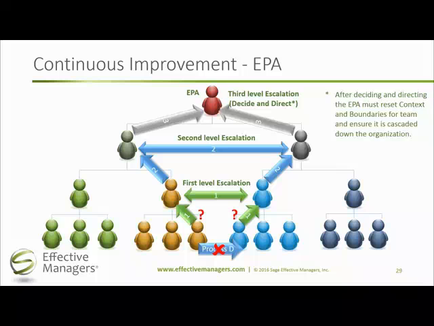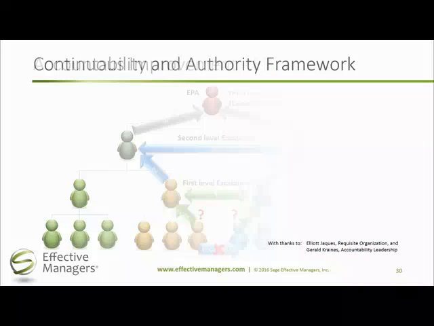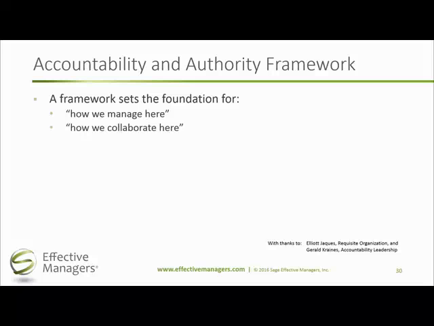In this case, I've drawn it so that the effective point of accountability is the CEO. And then notice this asterisk on the side: after deciding and directing. So the CEO will make a decision as the effective point of accountability, but after that decision has been made, then it's time to go back and revisit the context and boundaries for the entire team so that they're aware of this decision, so that in future it doesn't have to get escalated back up again, because we know what the decision of the CEO was and we know which direction we're going to move in as we do that. So then this accountability and authority framework really sets the foundation for how we manage here.